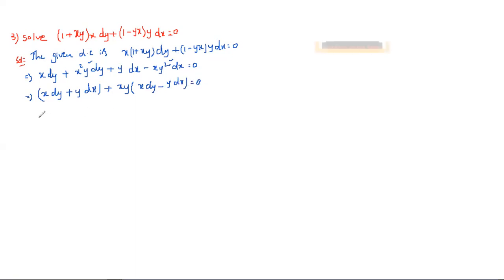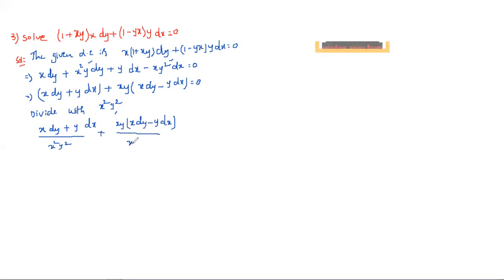Now we need to divide the given equation by x squared y squared. Divide the given equation by x squared y squared. Then what do we get? (x dy plus y dx) by x squared y squared, plus xy into (x dy minus y dx) by x squared y squared, is equal to 0. I just divided by x squared y squared.